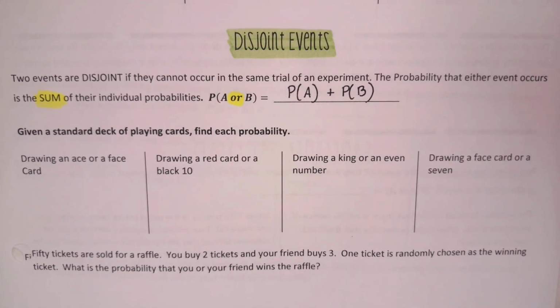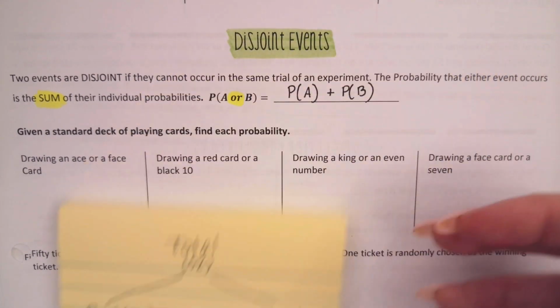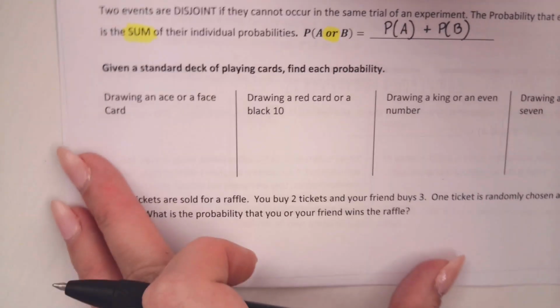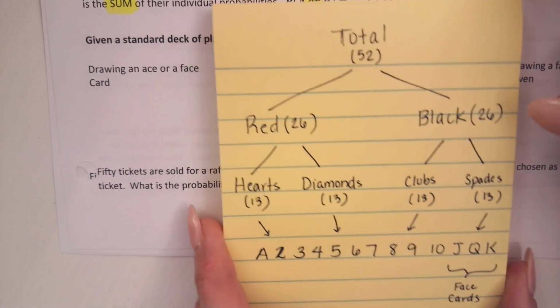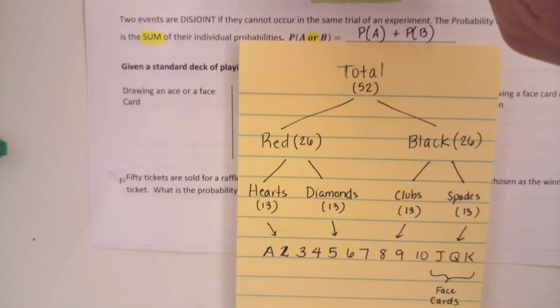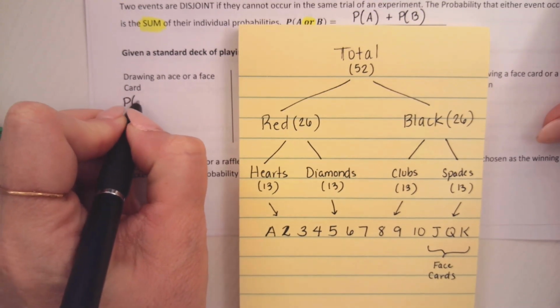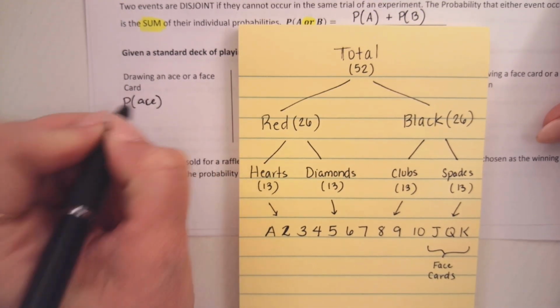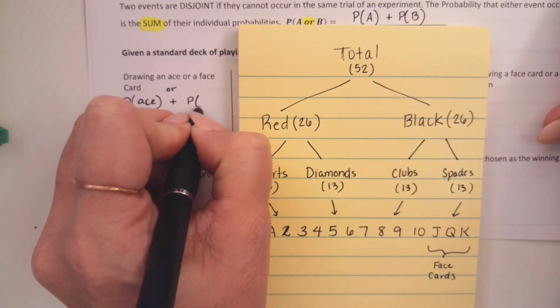Alright, I went ahead and got out my card deck breakdown handy because these questions do have to talk about cards. So let's look at our first one here. Again, these should all be disjoint. They should not have any overlap. Okay, so the first one says drawing an ace or a face card. So let's just start with probability of drawing an ace. Probability of ace, or means we're going to have to add them. Probability of face.